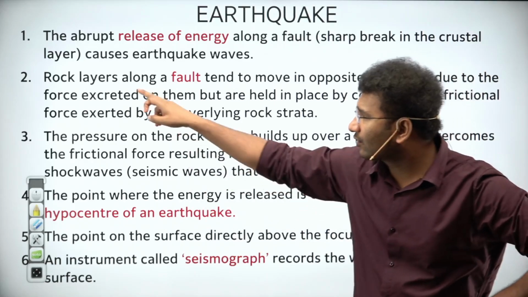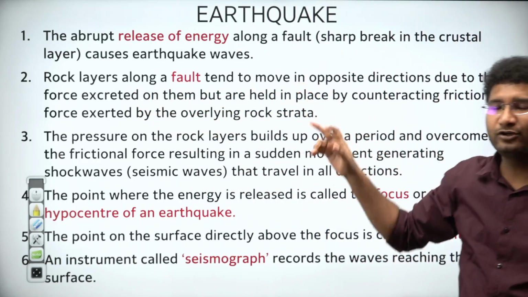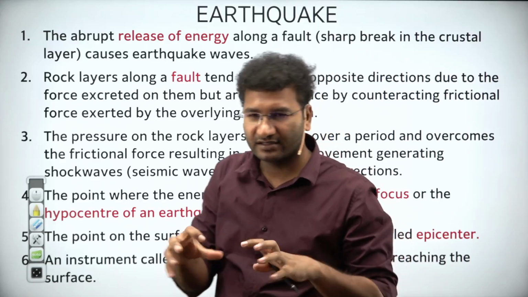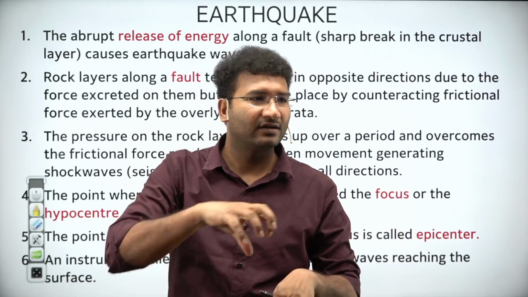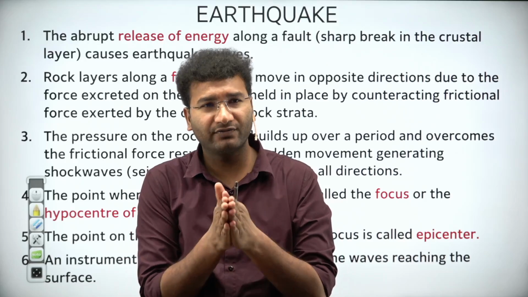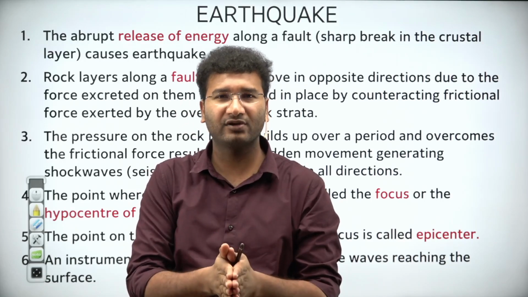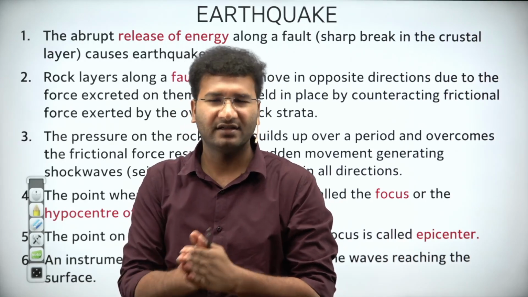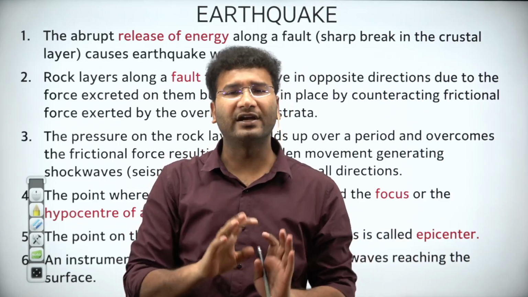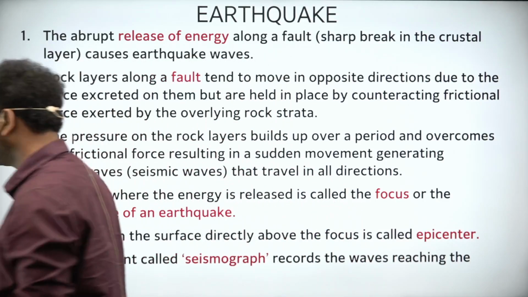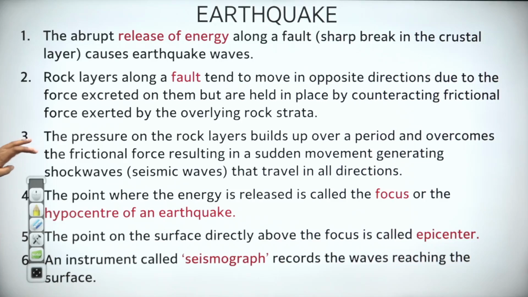Rock layers along the fault tend to move. Basically, our earth has certain layers and it moves every now and then because of various convectional cells. I'll explain the convectional cells in further classes. Just imagine that our earth has continuous movement. Whenever this movement is intense, it will lead to an earthquake.